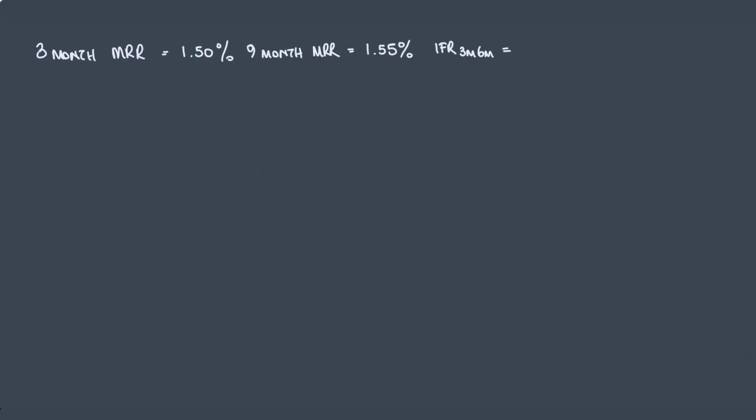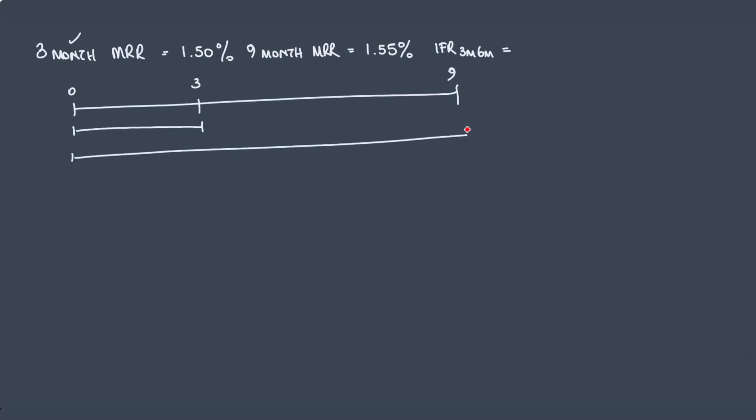What have we got here? Scenario. 3-month MRR is 1.5%. We've got a 9-month at 1.55. We're looking for the implied forward rate for a 3-month, 6-month. What does that mean? Here is the timeline. Never fear the timeline. From 0 to 3 to 9. We know the rate for 0 to 3 months. There it is, 3-month MRR. We know the 9-month. So there it is, 9-month MRR. We are looking for the 3-month, 6-month. It's going to start in 3 months and it's going to last 6. So rather handily for us, it's going to be this period here. This is the one we want.